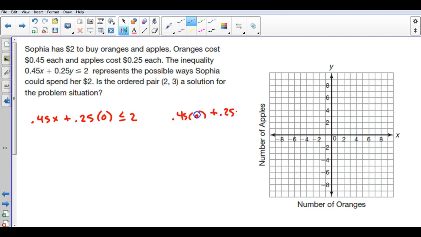I'll just write them out right away. So this first inequality, this will drop out. I have 0.45x is less than or equal to 2. So I'm going to divide both sides by 0.45.